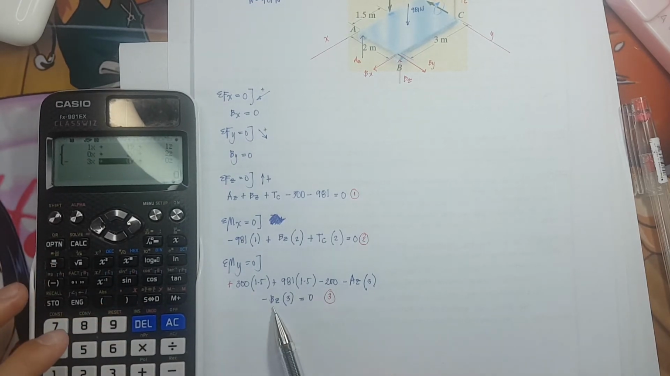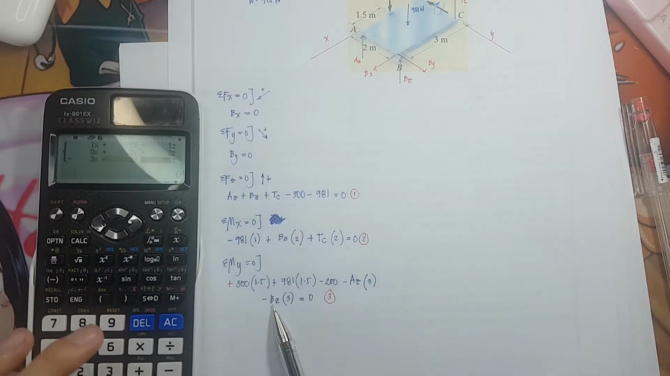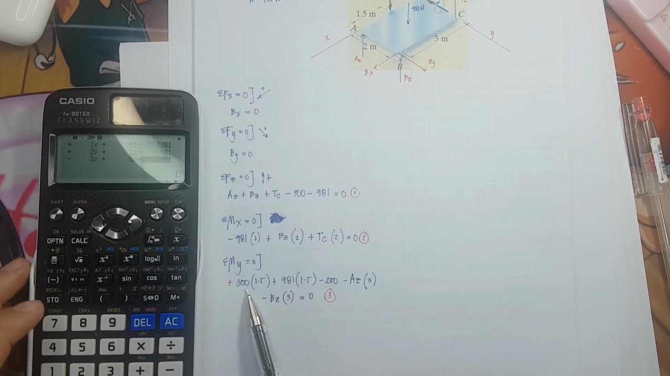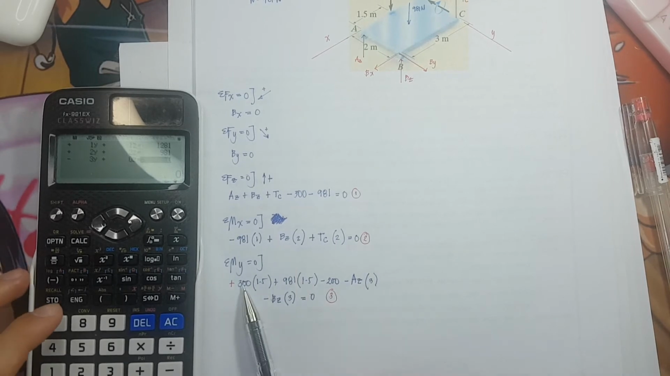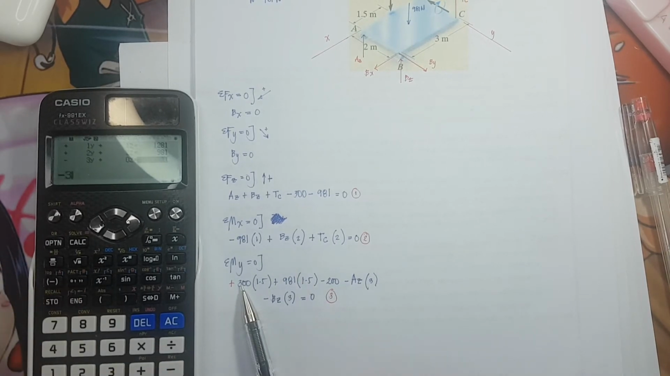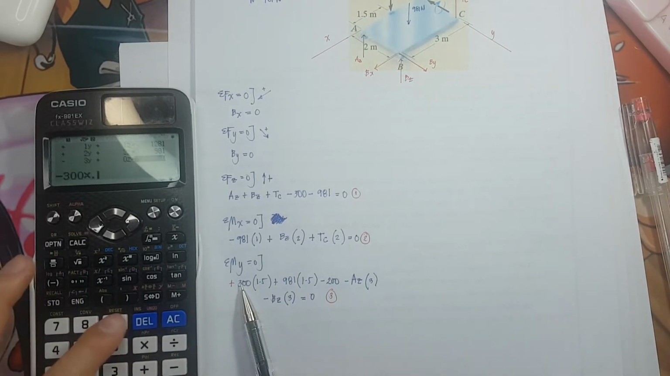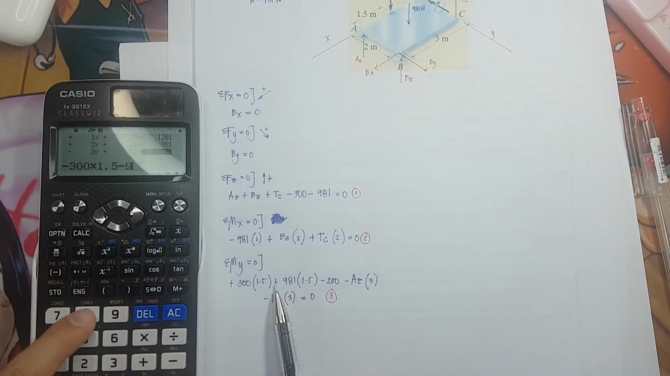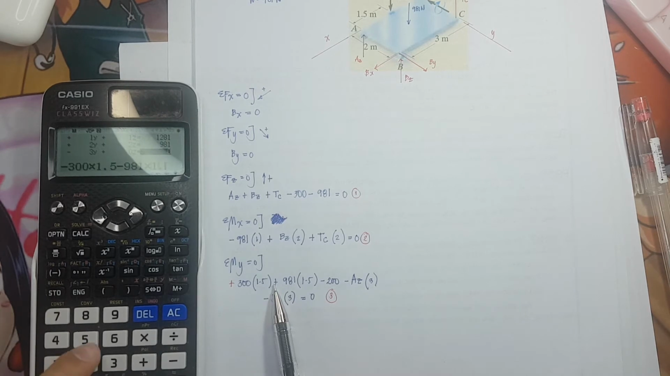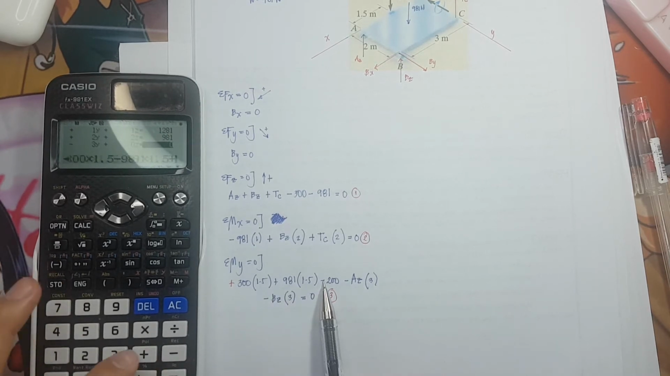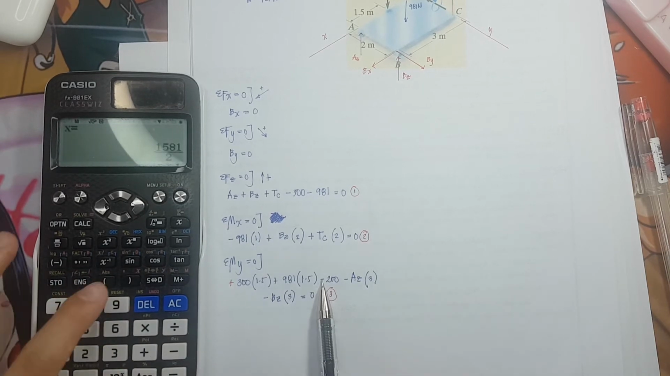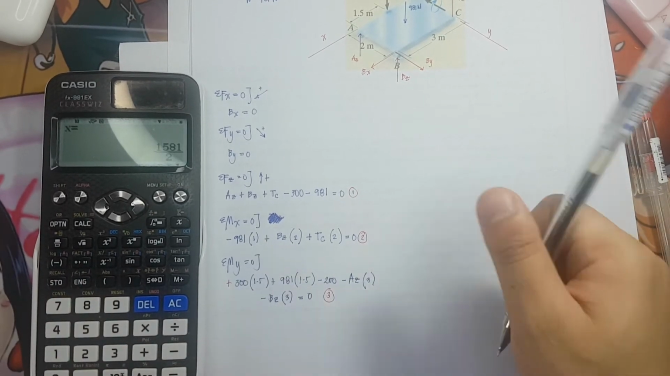B is negative 3. C, we do not have TC, so that is 0. Then transpose this to the other side of the equation, that will become negative 300 times 1.5 minus 981 times 1.5 plus 200.